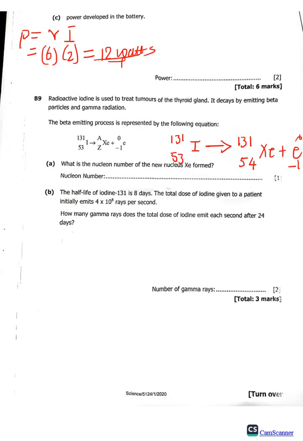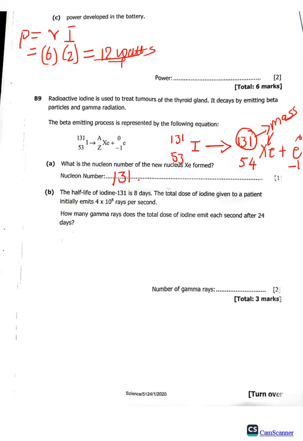Now we are trying to find the nucleon number of the new nucleus formed, so this one. The nucleon number is the other name for mass number. So this is the number here that we are solving for. So the answer for the first part is 131. Now for part B, the half-life of iodine 131 is 8 days. The total dose of the iodine given to a patient initially emits 4 times 10 raised to the power 8 rays per second. Now how many gamma rays does the total dose of iodine emit each second after 24 days?